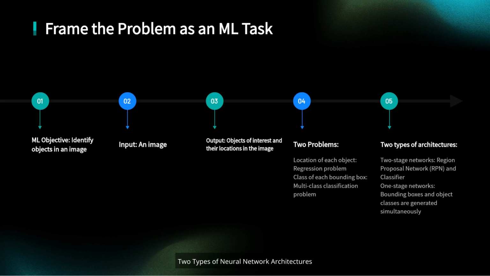4. Two types of neural network architectures. We can approach this task using two general families of models. Two-stage networks. These first use a region proposal network, RPN, to suggest likely object regions. Then a second stage classifies each region. Example, Faster R-CNN. Strength: typically higher accuracy, better for complex scenes.